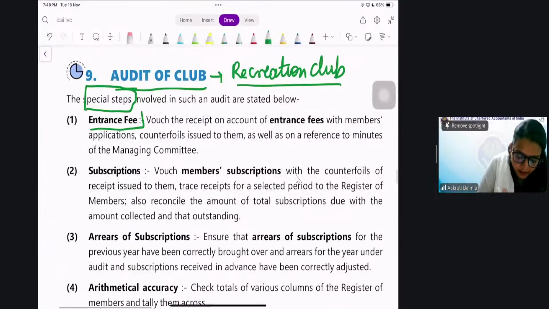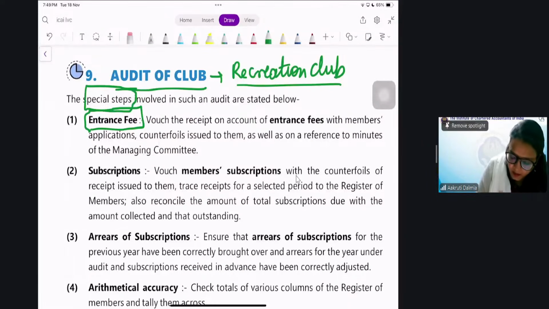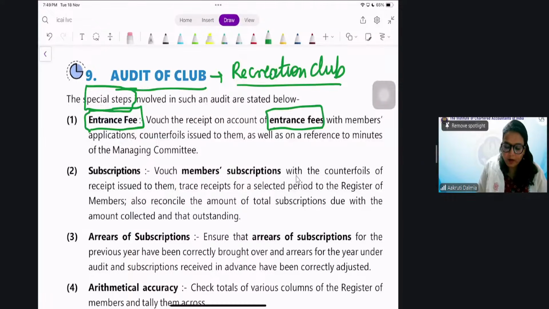So, as usual, one of the first R means receipts. One of the biggest things will be entrance fees. Okay. So if any member application is given, entrance here does not mean gate entry. Entrance fees means you are getting membership of the club. So for that you pay entrance fee. That can be 1 lakh, 2 lakh, depends on how valuable your club is. Okay. So that is called entrance fee.